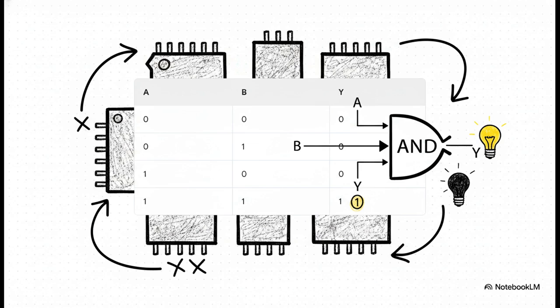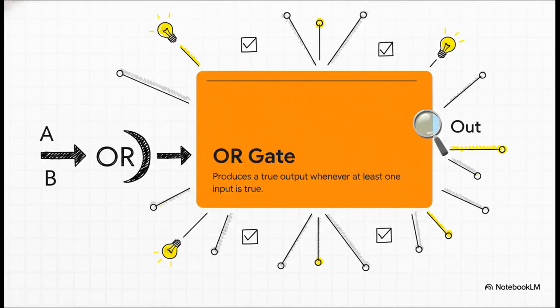If there's even a single 0 anywhere on that input side, boom, automatic 0 on the output. It's an uncompromising all-or-nothing kind of deal. Now, contrast that strictness with the OR gate.